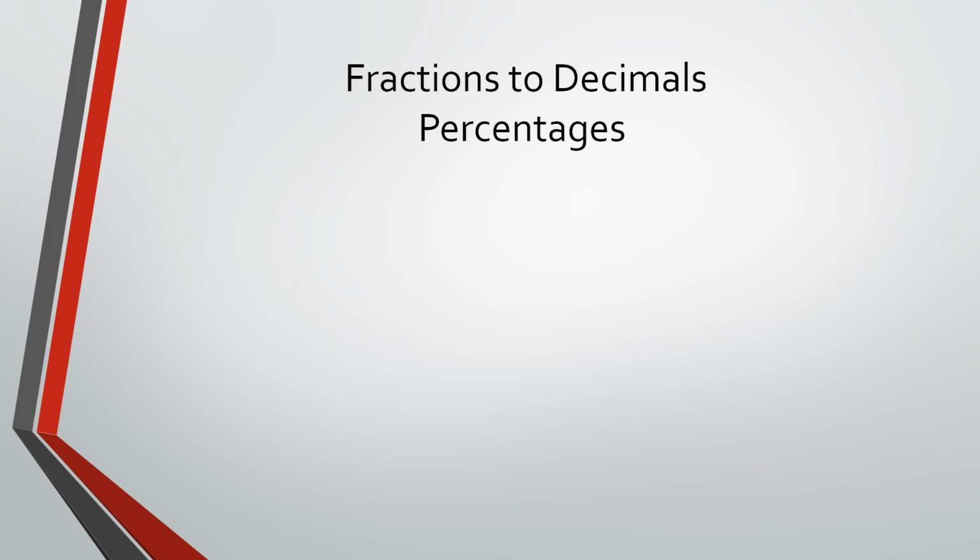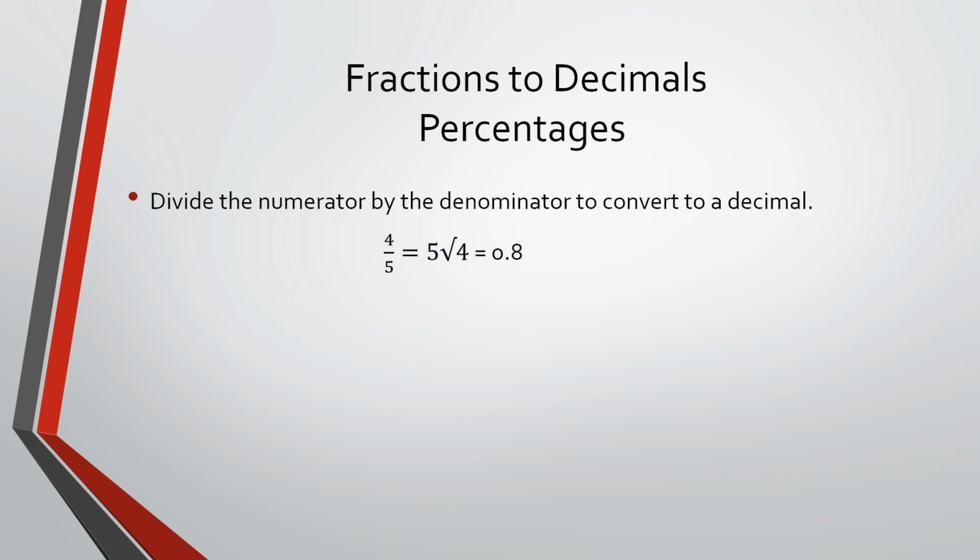Converting fractions to decimals and percentages. We divide the numerator by the denominator to convert to a decimal. So the fraction 4/5 would equal 4 divided by 5. We would just do it out like this. This is actually a square root symbol, but just imagine it's the dividing symbol. And this becomes 0.8. So the fraction 4/5 as a decimal is 0.8, or 8/10.